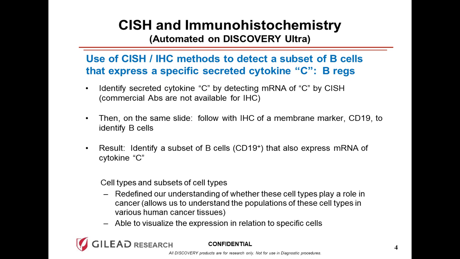So the first example of a method we've used in my lab is the dual staining with immunohistochemistry and chromogenic in situ hybridization, which I call CISH. It might be pronounced CISH, but I pronounce it CISH, just so on the next slide you'll see what I talk about. We use a dual IHC and CISH to detect a subset of B cells that express a specific secreted cytokine.